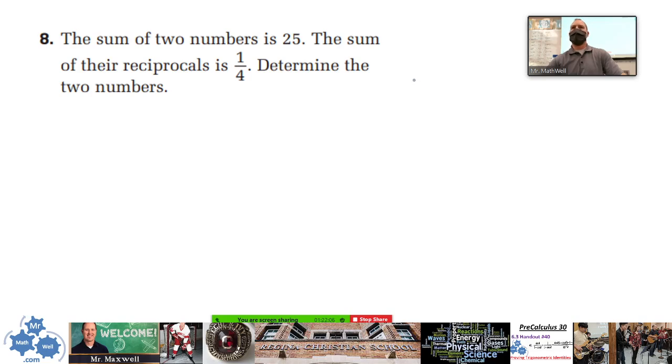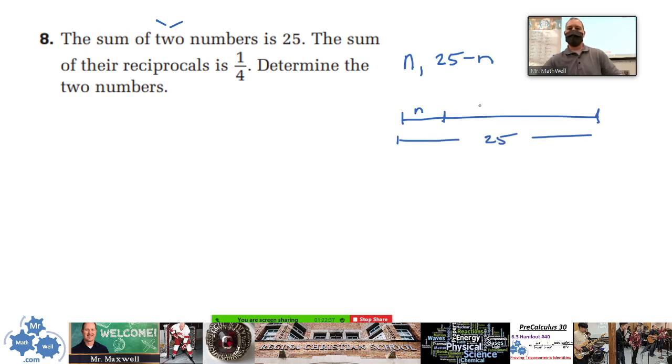If we're going to solve, we want to use just one variable if we can. That's the key, one variable. So how can I represent the two numbers with one variable? Well, if one number was n, let's say, then the next number, and we've done something like this before, is the difference between 25 and n. So you have n here, and this is 25. If they both have to add up to 25, this is 25 minus n. So that's the first step.